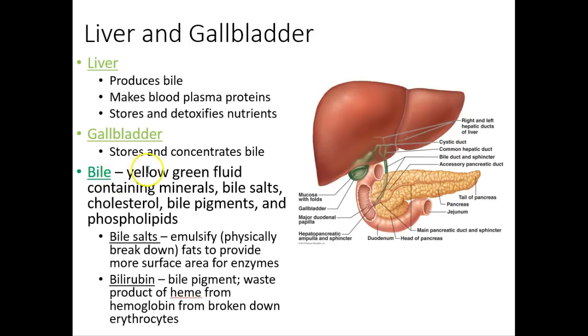The bile itself is going to be a yellowish-greenish fluid. If bile gets into the bloodstream, that's going to lead us to this thing called jaundice, where the skin turns sort of yellow. It also contains bile salts and cholesterol, and these are going to help us move fats around and things like that. It also has a pigment, and that pigment leads to our feces being the color it is.